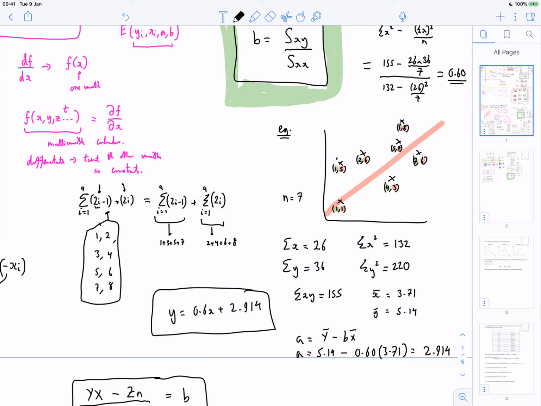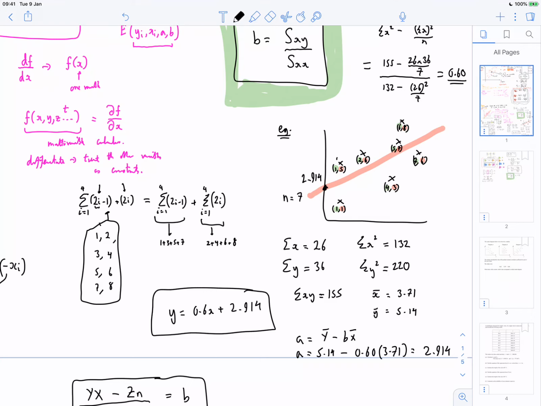Okay, so the line that minimizes the error from each data point to the line in the y direction, and that also goes through the average point, which is x bar, y bar, can be summarized as that. So in actual fact, this is going to be a line that's probably going to be looking more like that, where it's going to cross the y-axis here at 2.914.